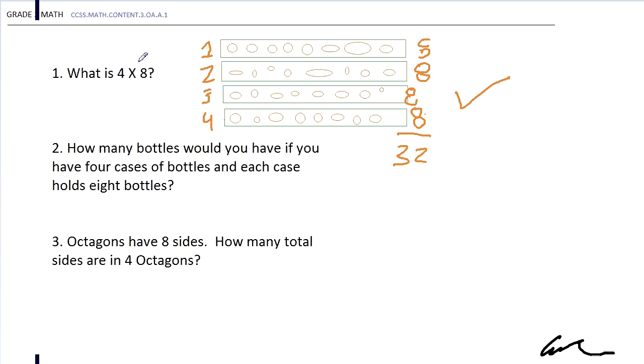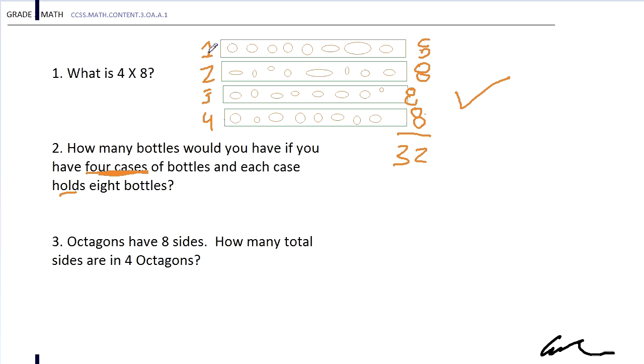The next question is, how many bottles would you have if you have 4 cases of bottles and each case holds 8 bottles? Well, this is a word problem and it has a lot of words, but we're getting 2 very key things here. 4 cases of bottles, okay, and each case holds 8 bottles, okay, and so actually that's very similar to the problem above.